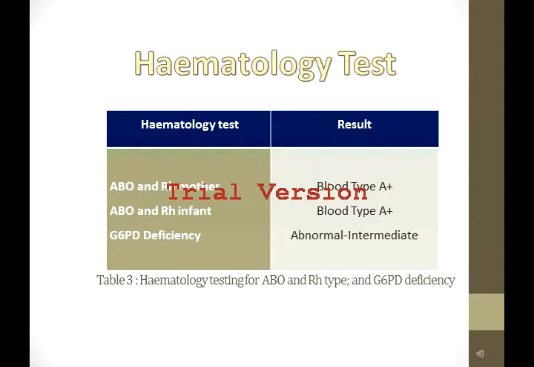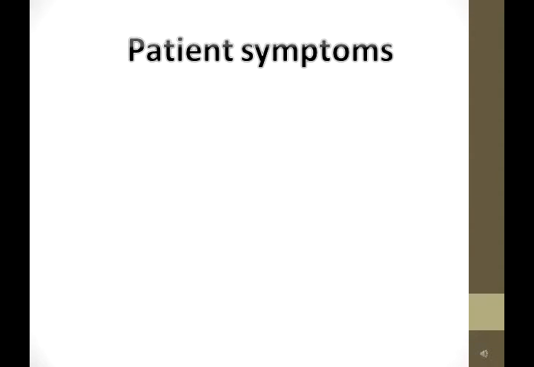Next is the hematology test. For the hematology test, we provide the ABO and rhesus blood type for both mother and infant, and also the G6PD deficiency test. Here we can see that the G6PD deficiency is abnormal, but it is not severe G6PD deficiency. It's just that he is an intermediate G6PD deficiency patient.